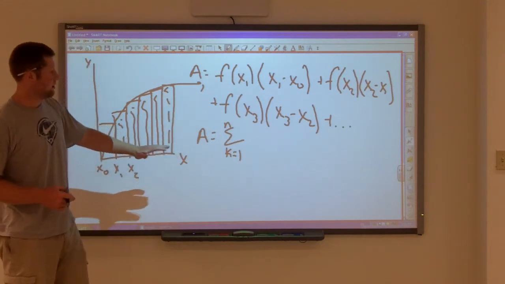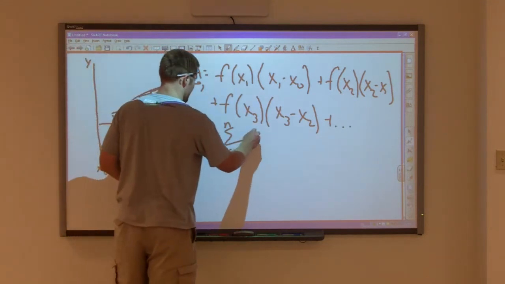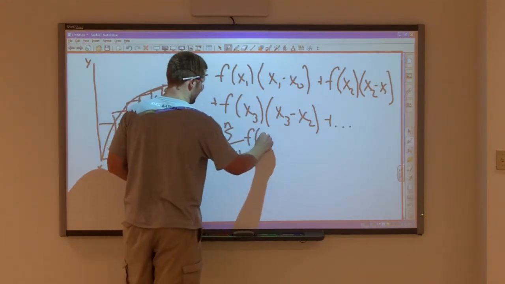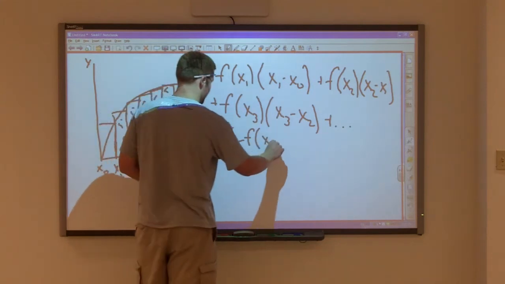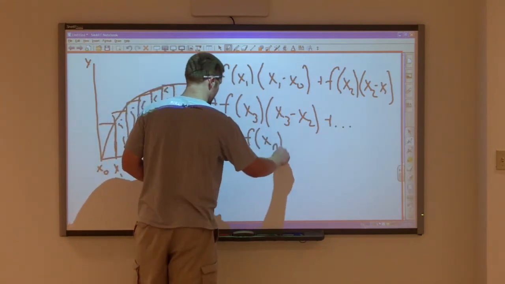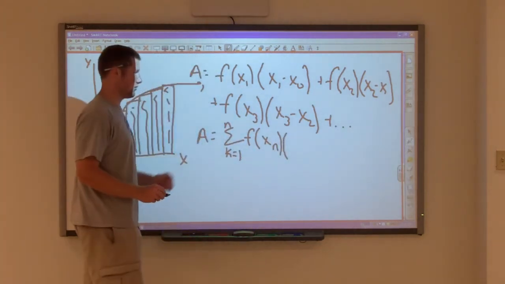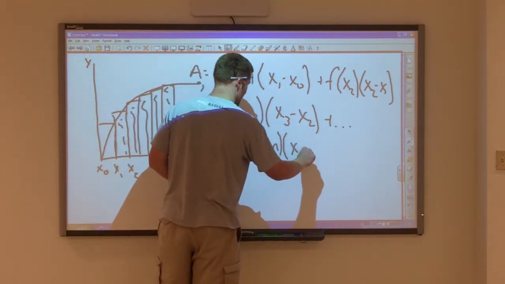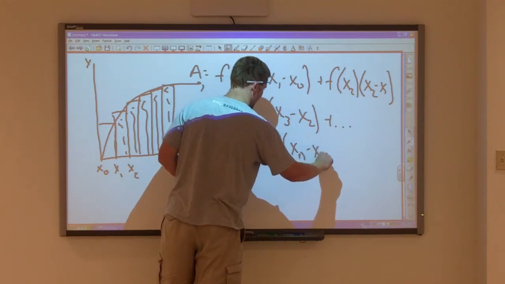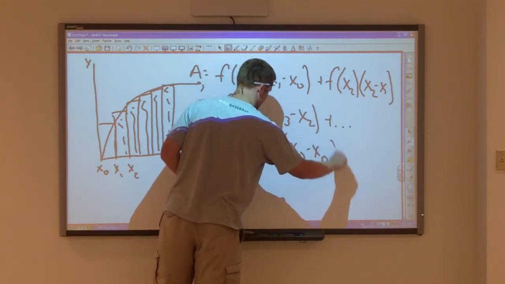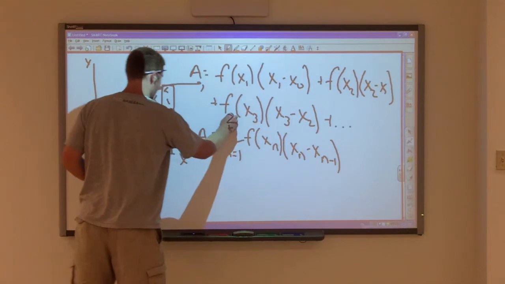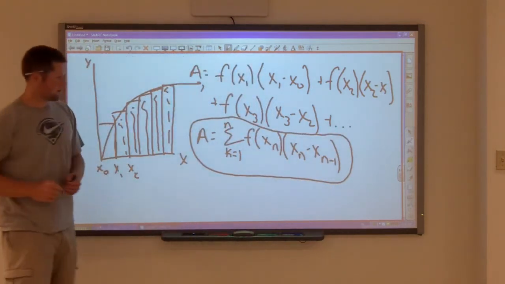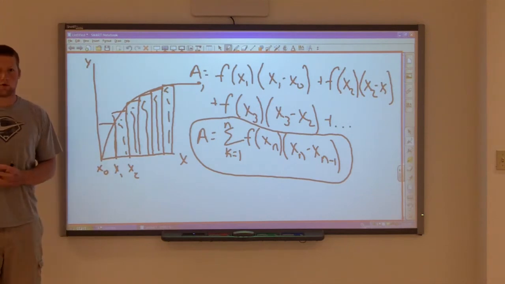So we start with that, and the next piece of our notation is the height of the rectangle. So that would be f of x sub k, and then the width of the interval is simply going to be x sub k minus x sub k minus 1. So this is something of a typical form that we would see for a Riemann sum.